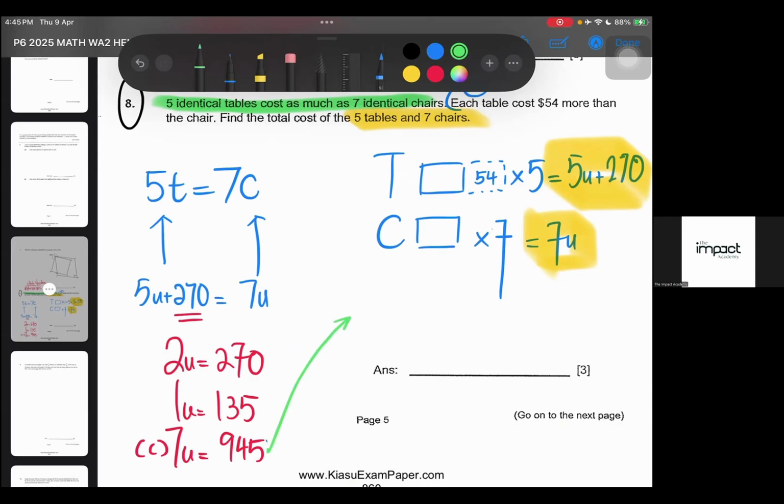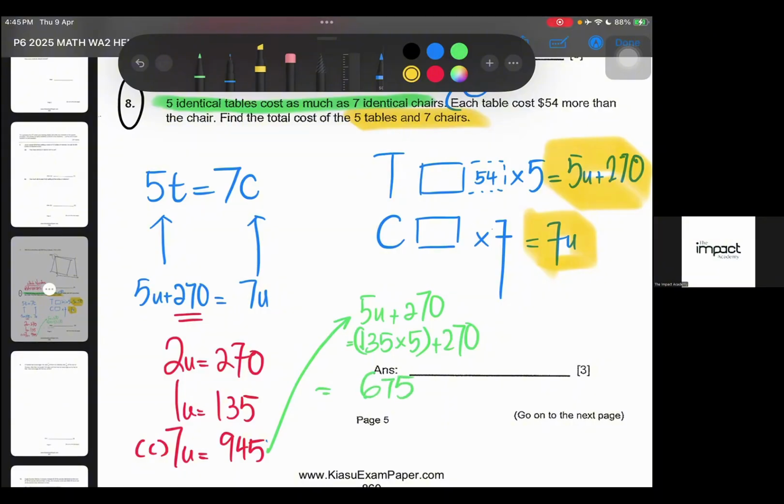All right, finally, and very importantly, what you will do is ask yourself, hey, can I actually go and find my table? My table in this situation is 5 units. So 5 units, but don't forget to add 270. Which is 135 times 5 plus 270, which is equal to $675.